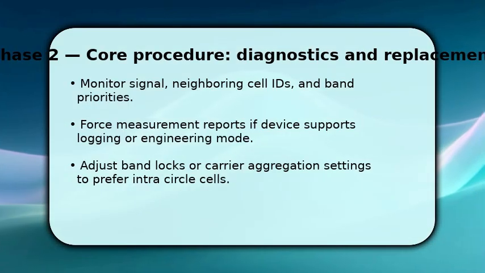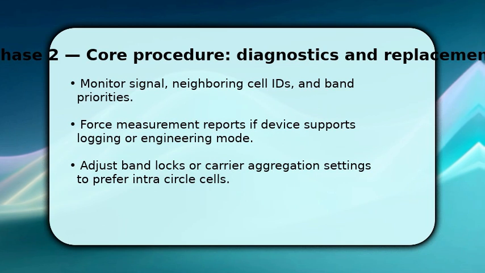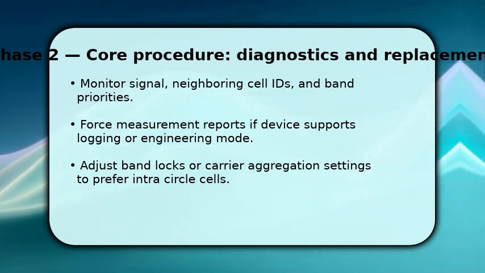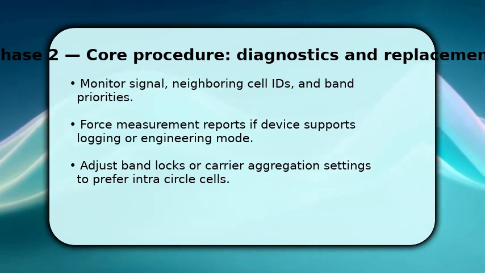And you now execute the handoff by monitoring signal strength and neighboring cell ID. These metrics guide decisions. Once you see degrading serving signal, trigger measurement reports if your device lets you. That provides the data needed for decision-making.